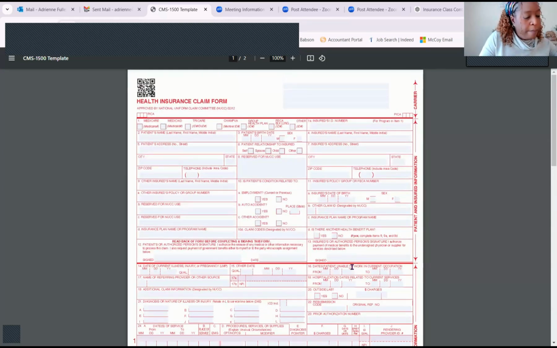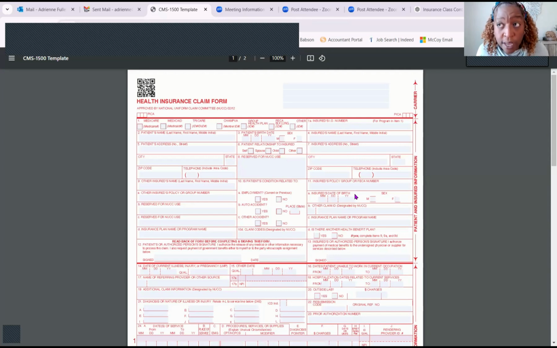Let's go step by step. Box 1, you're going to put the kind of insurance the patient has: Medicare, Medicaid, TRICARE, or if it's something else, you'll just put other. Then you're going to put the insured's ID number. So look at the top half as this left side is the patient information, like who you're treating, things of that nature. And then on the right side, it's going to be the insured's IDs.